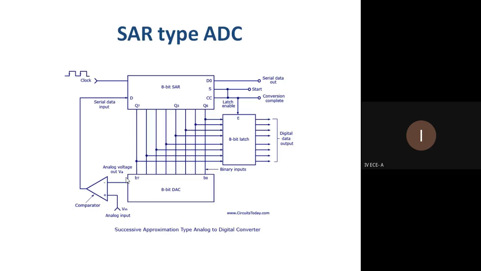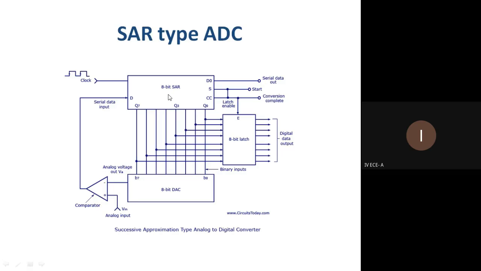Next one is the SAR type ADC. It means successive approximation register type analog to digital converter. For example, here is an 8-bit SAR. Here we give the input clock signals, then the 8-bit DAC circuit gives the analog signal that is given to the comparator, internally generated. Here we give the signal which is to be converted, that is the analog input signal, to the comparator. The comparator output is given to the 8-bit SAR.